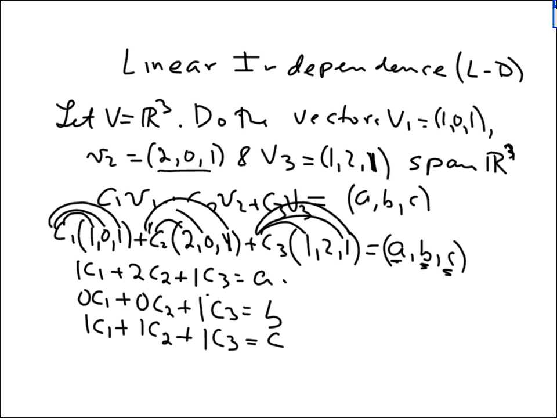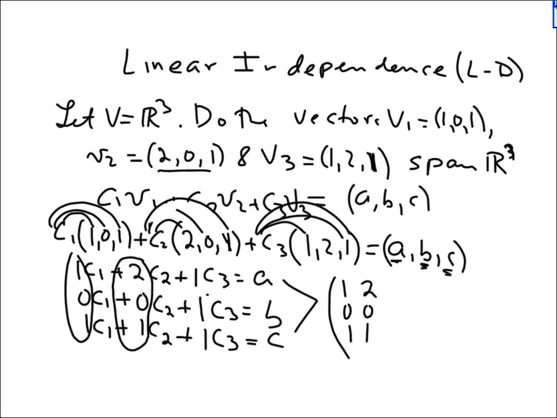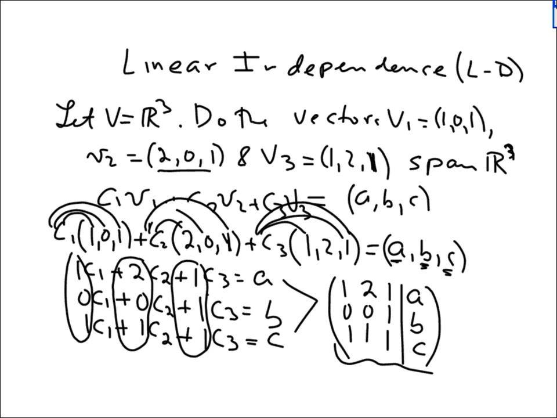Well, this gives us a matrix. The coefficients of C1, the coefficients of C2, the coefficients of C3, and ABC, the right side values. Now, the question is, could we have gotten here a bit more quickly?